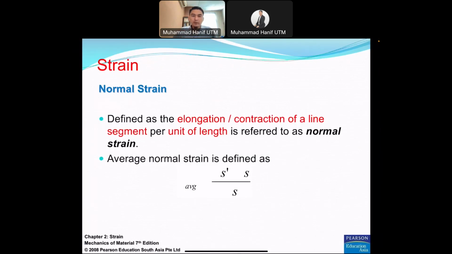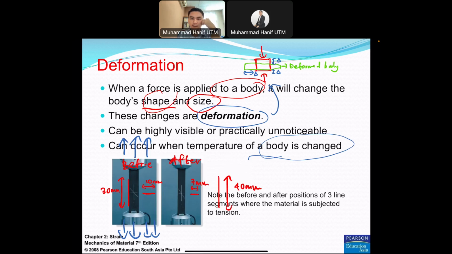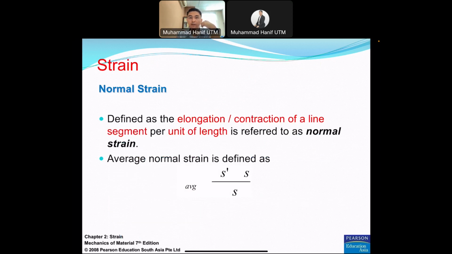It's recorded. Okay, so the normal strain. When we talk about normal strain, it is defined as the elongation or contraction of a line segment per unit of length. Elongate like this one, contraction when you push the material, of a line segment. The line segment that I showed you from the previous slide. Per unit length means that we have a specific unit, which is meter. This is referred to as normal strain.